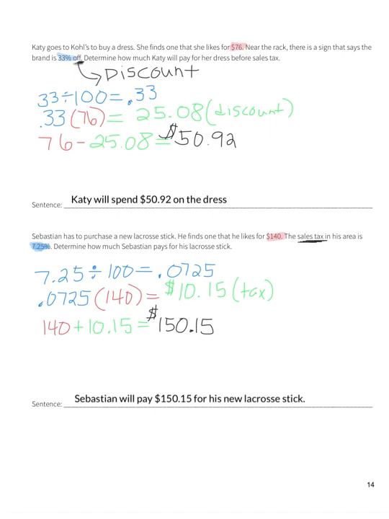Okay, so we have Katie. Katie will spend $50.92 on the dress. The step-by-step directions are here. It's 33% off, so that is a discount. Then we have Sebastian. Sebastian will pay $150.15 for his new lacrosse stick. All right. We're finding the sales tax here, and that is why we add it, because sales tax is an addition. So look at these step-by-step directions. Everything is color-coded. If you did not get this answer and you are confused, please reach out to me and I will help you out.